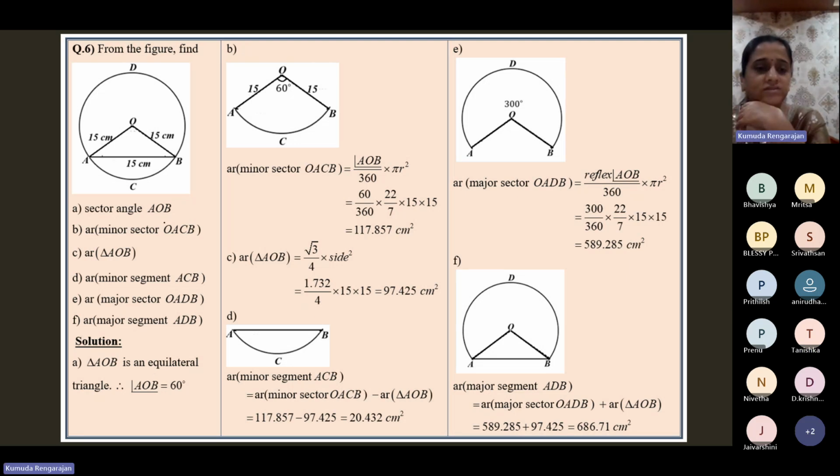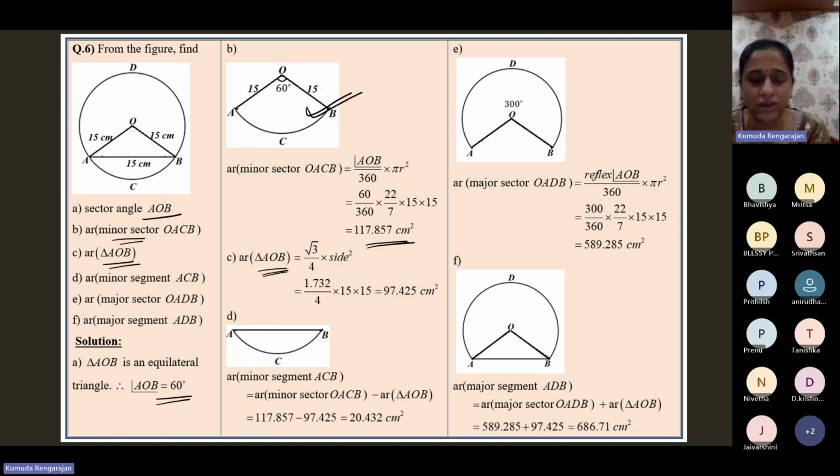Okay. So first, the sector angle. We know it's an equilateral triangle, so the sector angle is 60 degrees. Next, the area of the minor sector. Minor sector is this one. Area of the minor sector is theta by 360 into pi r square. So 60 by 360 into pi r square. Then next is to find the area of the triangle.